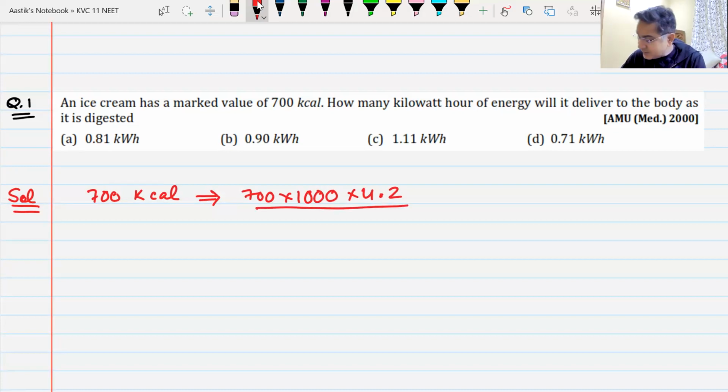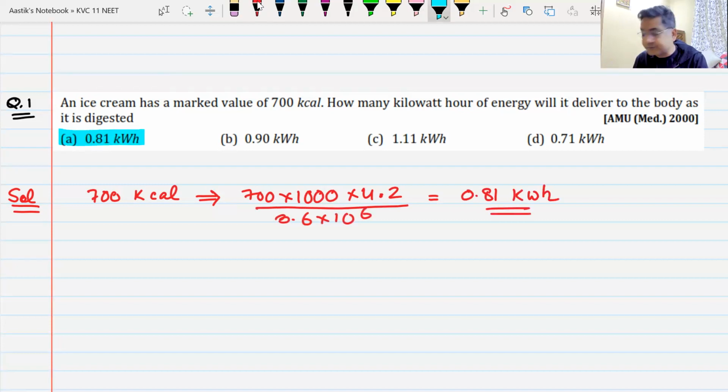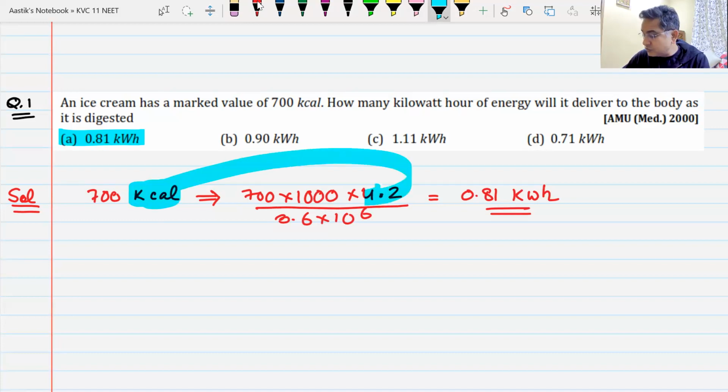If you divide it by 3.6 into 10 raised to the power 6, whatever you get as the answer would be the energy in kilowatt hour. And I think you are getting somewhere around 0.81. So 0.81 kilowatt hour is your final answer. I repeat, how did you convert it? You first convert kilocalories into joules by multiplying it by 4.2. Then you convert joules into kilowatt hour by dividing it by 3.6 into 10 raised to the power 6. Whatever you have is your energy in kilowatt hour.